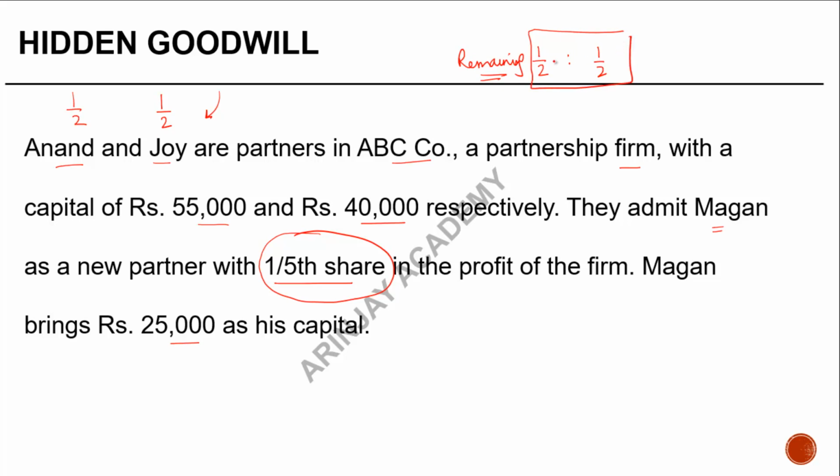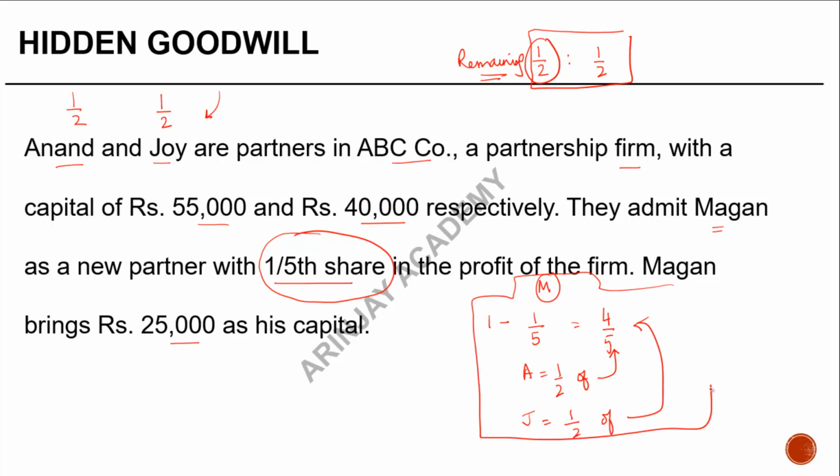Or in other words, the ratio is 1:2, 1:2. It's not that their profit share is 1:2. What I'm saying is they are getting half of the remaining. So if 1 is the total, 1/5 is what goes to Magan, right? What is left is 4/5. Anand will be getting half of 4/5. Joy would be getting half of 4/5, right? But this is not the moot point in this question.